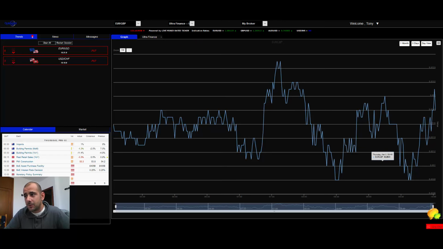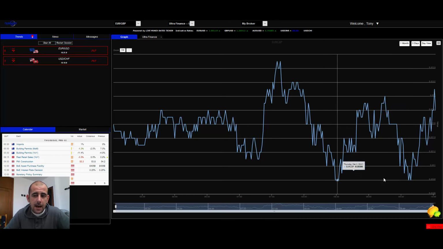Now, I sent this signal about an hour ago, and that was just ahead of the construction PMI data coming out of the UK. As a result of that, we had this downward trend. It was negative for the Great British Pound, but it still managed to come back down, and it hit this support line here.